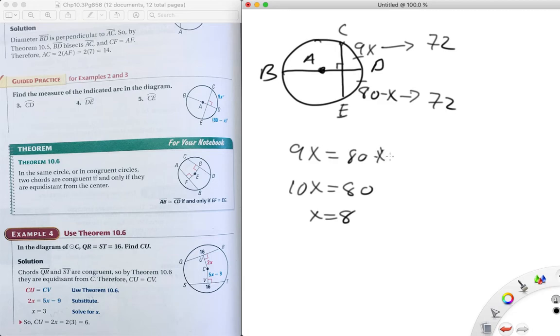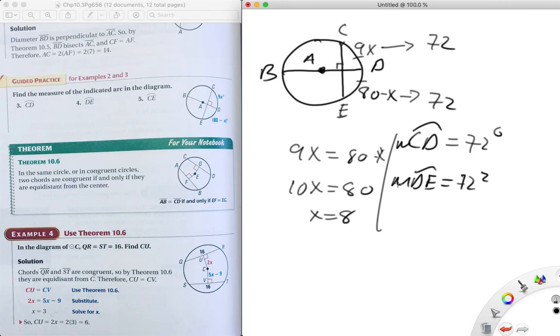So CD is 72 degrees. The measure of arc DE is also 72 degrees because it's bisected, and then the measure of CE is 144 because you add them up.